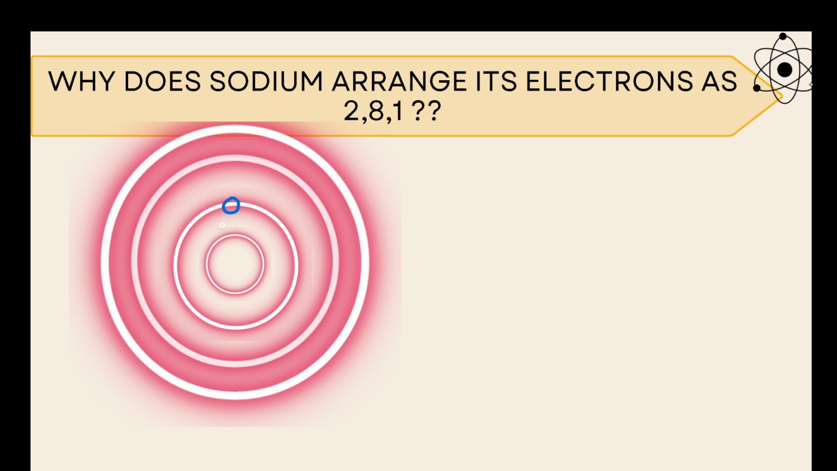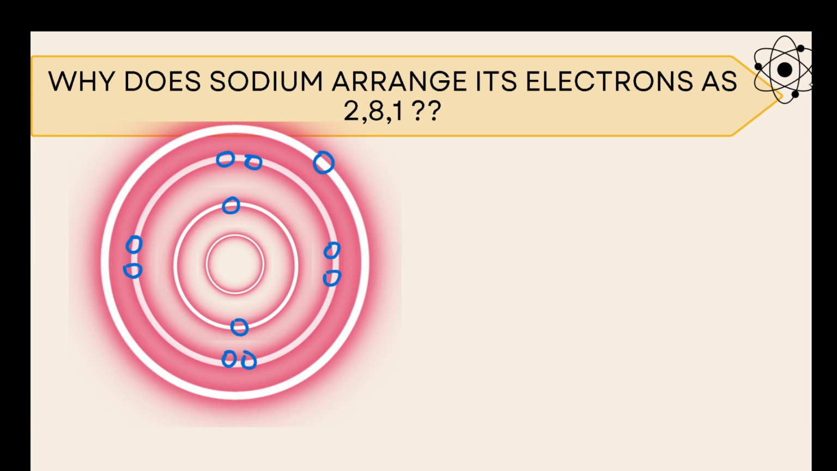The first shell will accommodate 2 electrons. The second shell is accommodating 8 electrons. And the remaining 1 electron moves to the third shell. And that is how we have written the electronic configuration for the sodium atom.